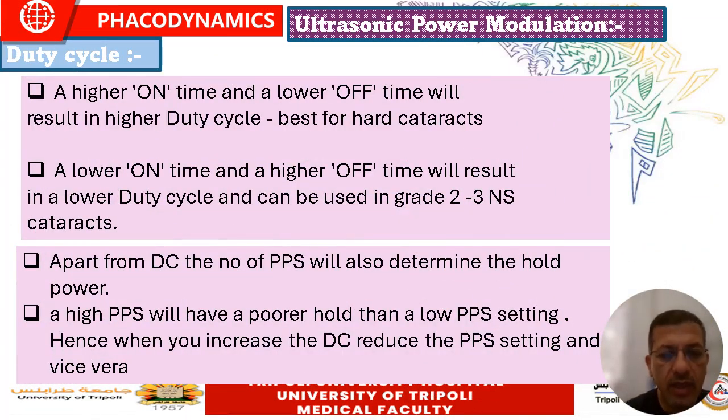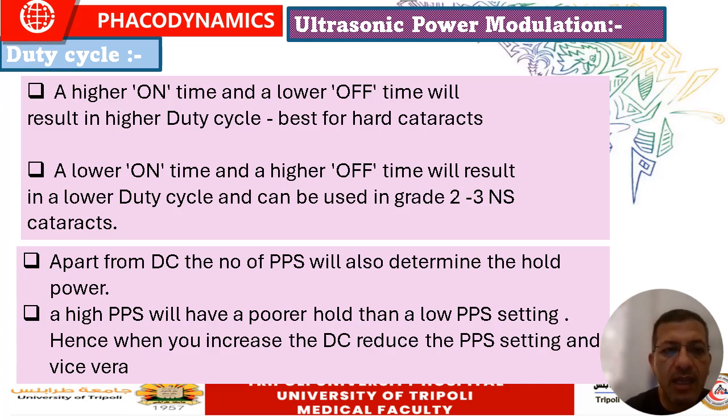Still in the context of the duty cycle, we should understand this important relation between the duty cycle and the pulse per second. All of us agree that we want to have a good cutting power or emulsification power of the phaco needle, and at the same time we need to have a good holding power of the lens fragment. Now, these two variables are very important for successful emulsification. If you have a very good power with very good holding, this will end up with good emulsification. By playing with these variables, you can adjust and modify them to achieve this goal.